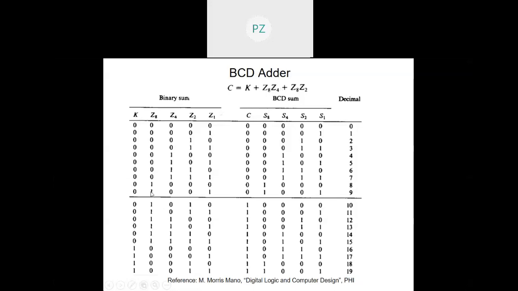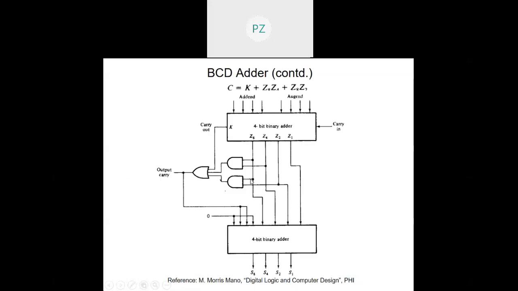You can see Z8 is at these two places, and Z2 and Z4 are never ones there, right? So remember this expression, C is equal to K plus Z8 Z4 plus Z8 Z2. I'll use this to apply the correction, and also this C would be one of the decimal digits, right? Now let us go to the next slide.